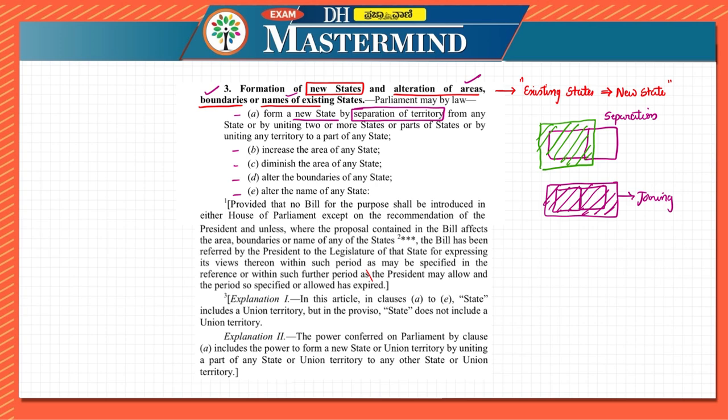All the provisions and all the power will be with whom? It will be with Parliament. We'll understand that a little now. That is Article 3a. It says that a new state can be formed either by separating an existing territory or by uniting 2 or more states. Then 3b says that a new state can be formed by increasing the area of any state, and by increasing that you have to diminish the area of another state, correct? You have to alter the boundaries of any state, or alter the name of any state.